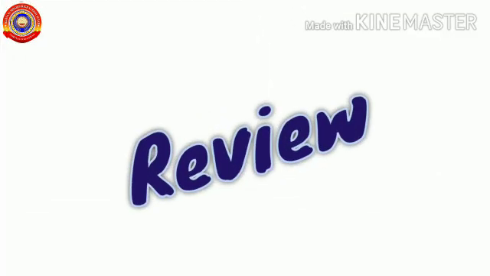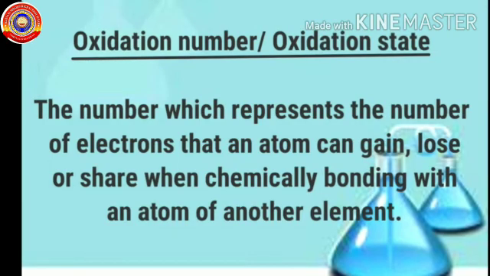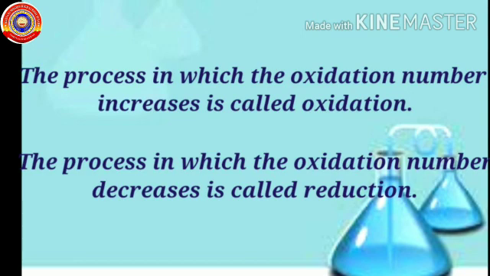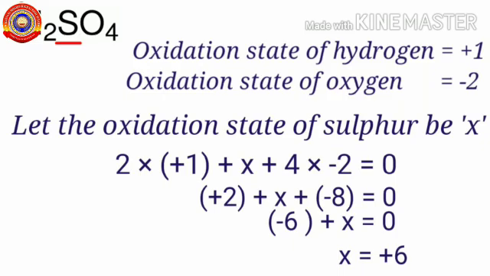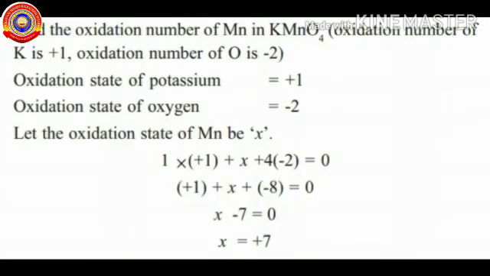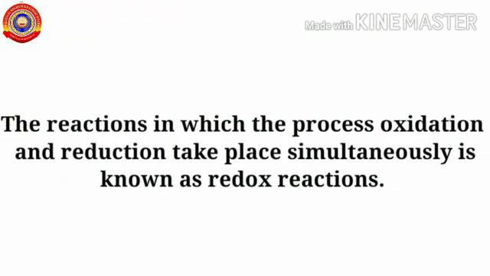Now it is the time for recalling today's portions. We learnt about oxidation number in terms of oxidation and reduction. The process of increase in oxidation number is called oxidation, whereas the decrease in oxidation number is called reduction. The substance that gets oxidized acts as a reducing agent, and the substance that gets reduced acts as an oxidizing agent. Then we learned how to determine the oxidation number of an unknown element. Later we learnt about redox reactions, in which the processes of oxidation and reduction take place simultaneously.